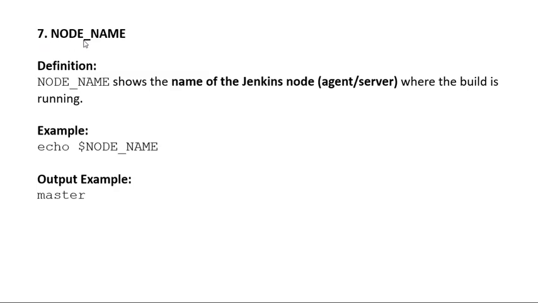Seventh is NODE_NAME. NODE_NAME is the name of the Jenkins node, agent or server where the build is running. The example is echo $NODE_NAME, and the output is the node name, which is master.